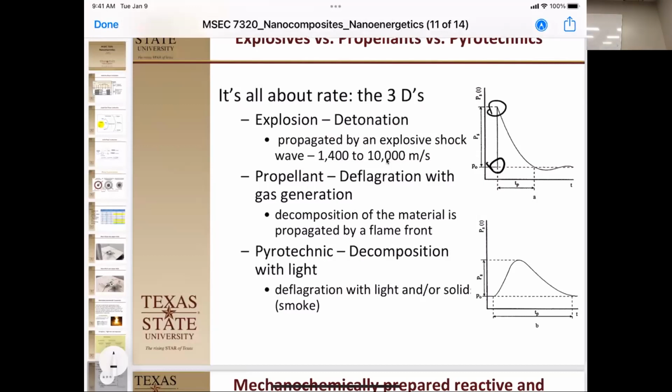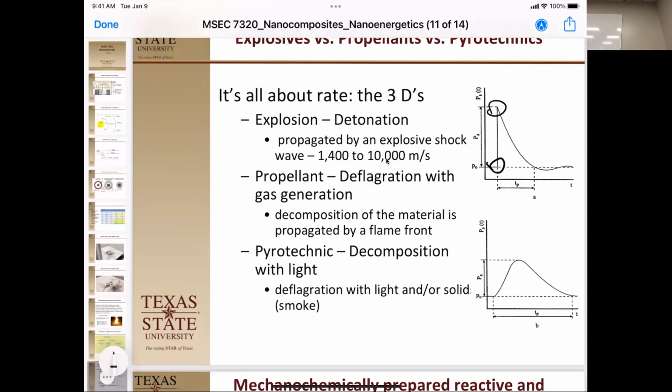Now, on the other hand, a propellant, we don't want that, because that's just going to blow up your rocket motor. So what we want is this slow rise to a max pressure and then a consistent output right here. So propellants are designed to not have a percussive wave or a shock wave coming out of it. It's just having a burning front that's consistent. And so here we have a propagating flame front. Now, usually they burn very fast, and they're putting out lots of gases.